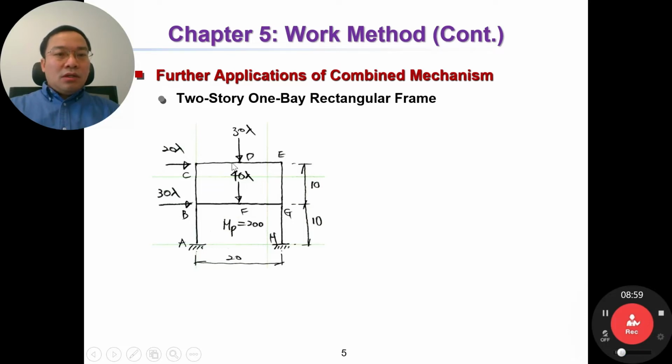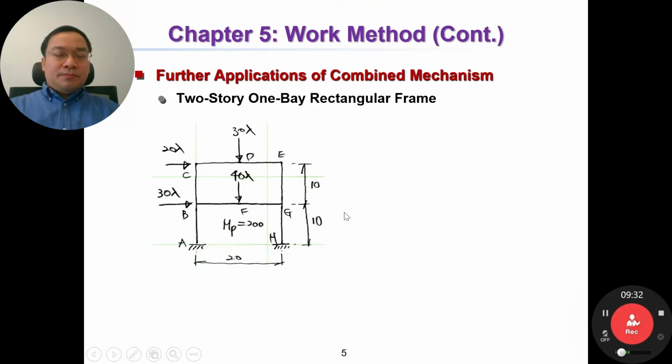The vertical load for the first beam BG is 40 lambda, where lambda is the load factor. The load is at the middle of the beam, F and D. And the horizontal load is at B and C. At B it is 30 lambda and at C it is 20 lambda. Okay.